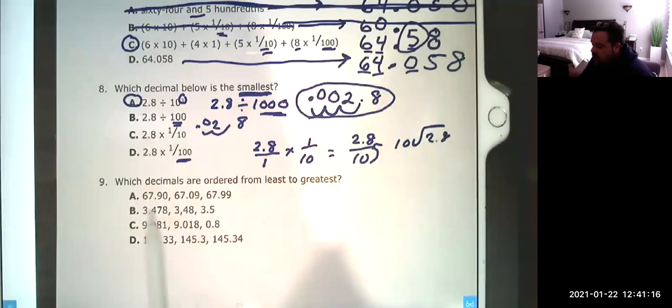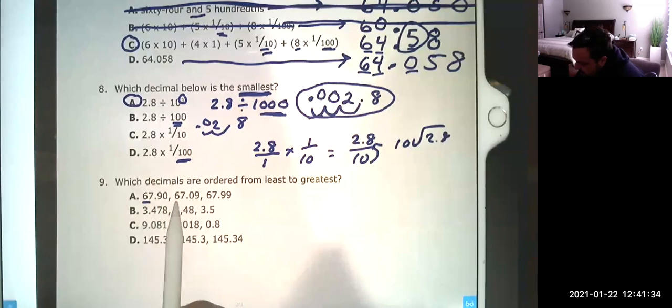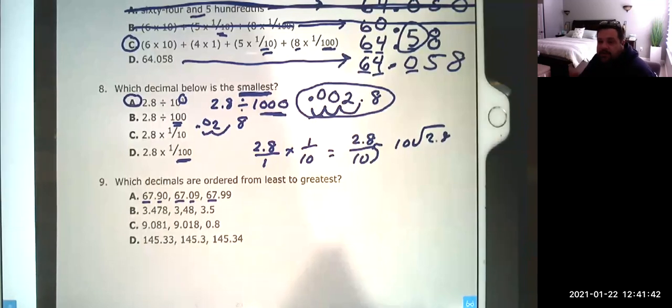Number 9 says, which decimals are ordered from least to greatest? Pause me and think about that one. Okay, so number 9, you've got it. Listen, you just have to look at each one for this, right? And look at and cross out the ones that don't go from smallest to biggest. So 67, 67, 67, we're good. Then it's got 0.9, and then it goes down to 0.0. So you can stop right there. It doesn't work, right? That doesn't work.